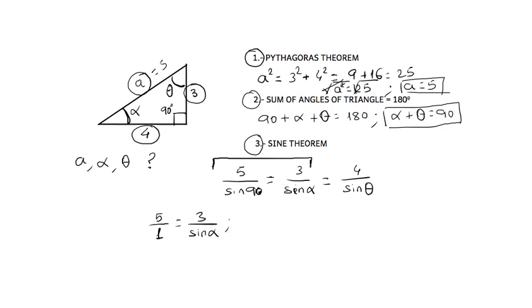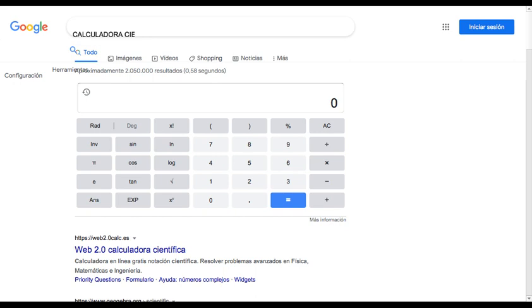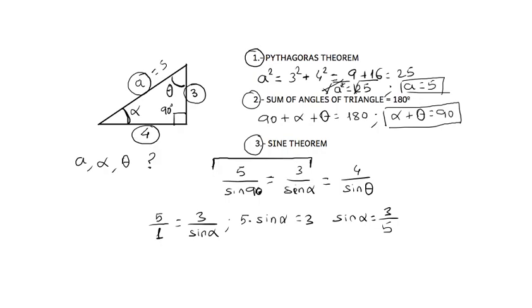We can take sine of alpha to the other side of the equation, so we say 5 times sine of alpha equals 3. So sine alpha equals 3 over 5. We can leave it like this, or we can just make the division. So 3 over 5 equals 0.6.